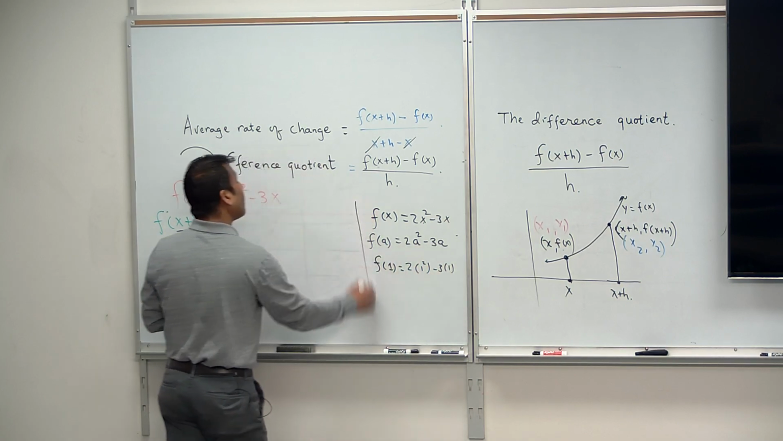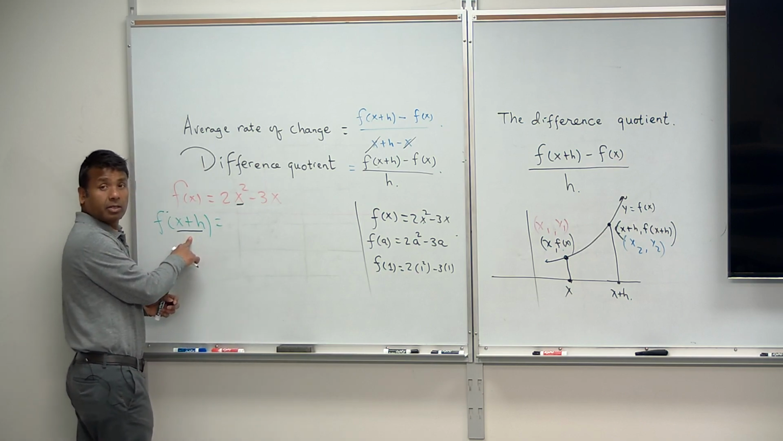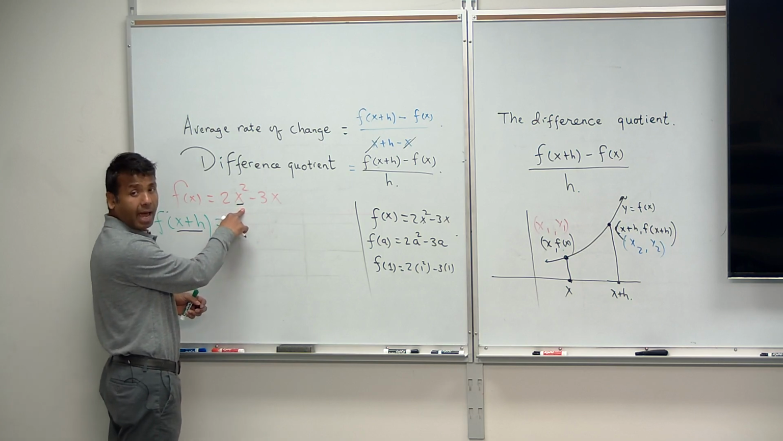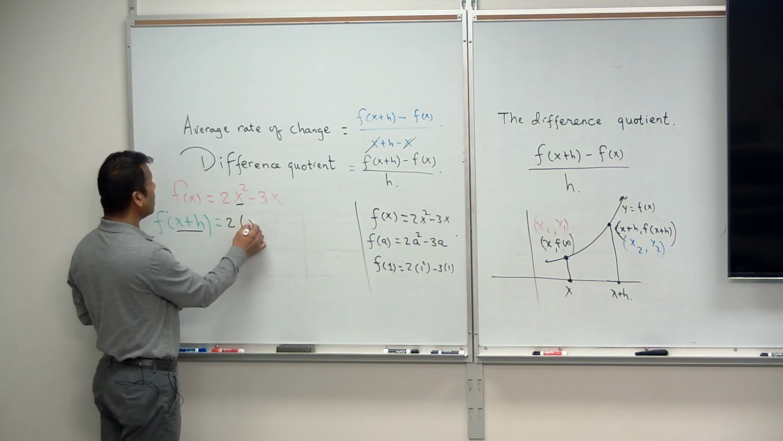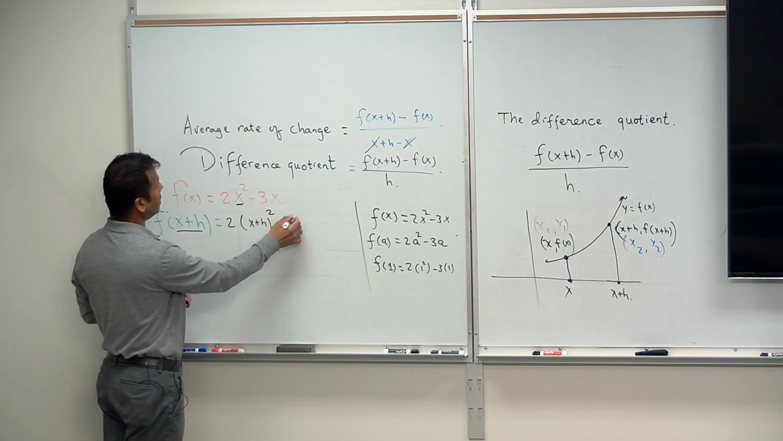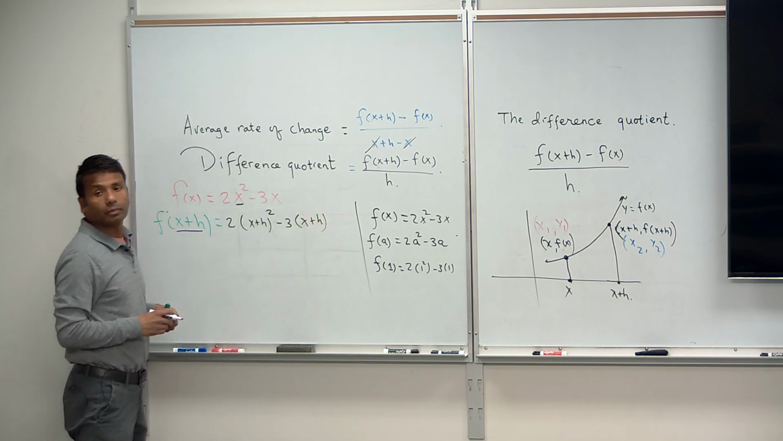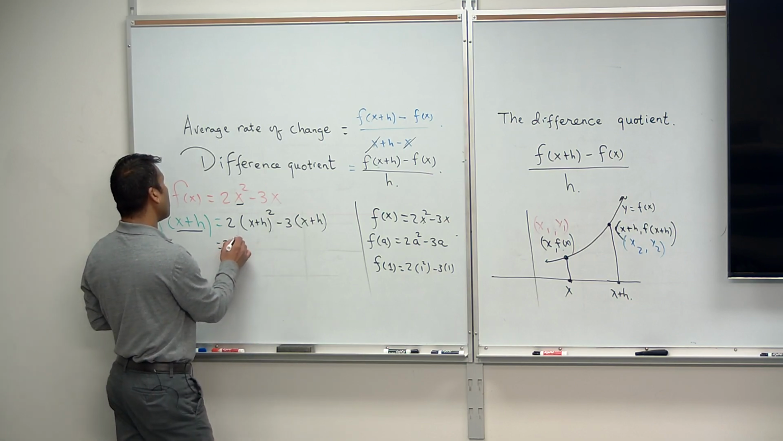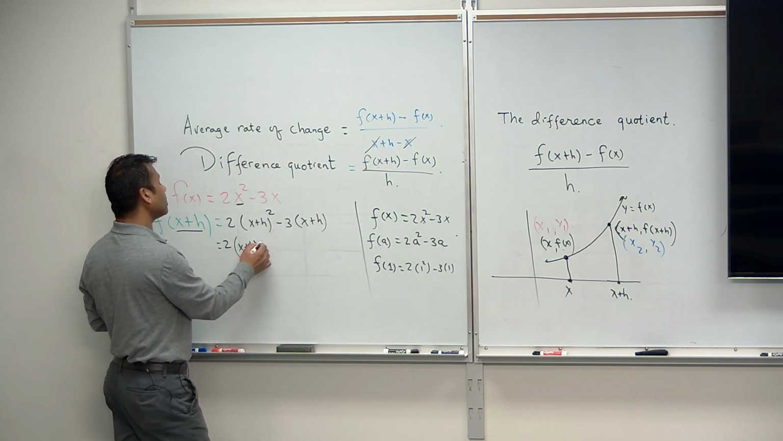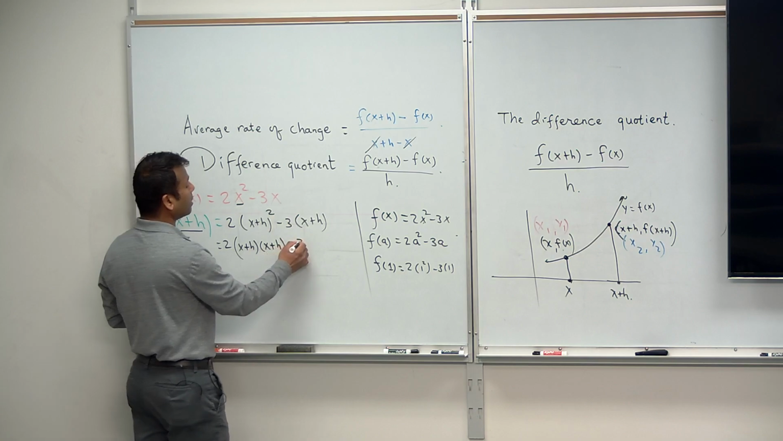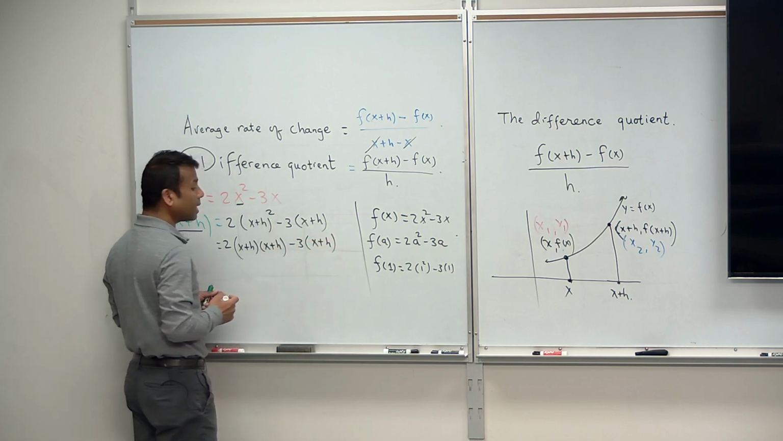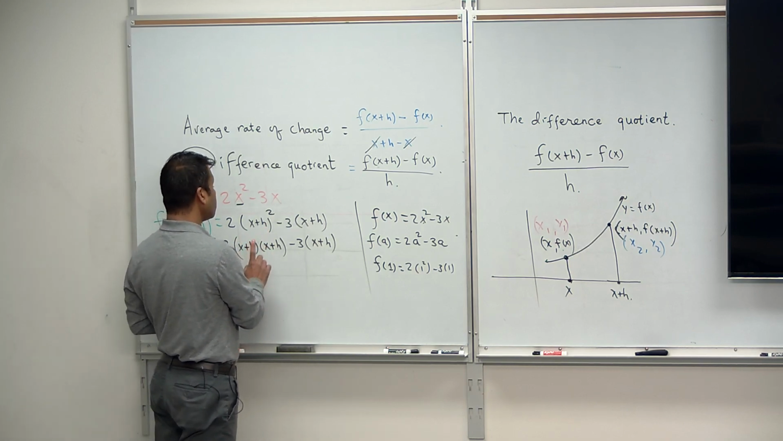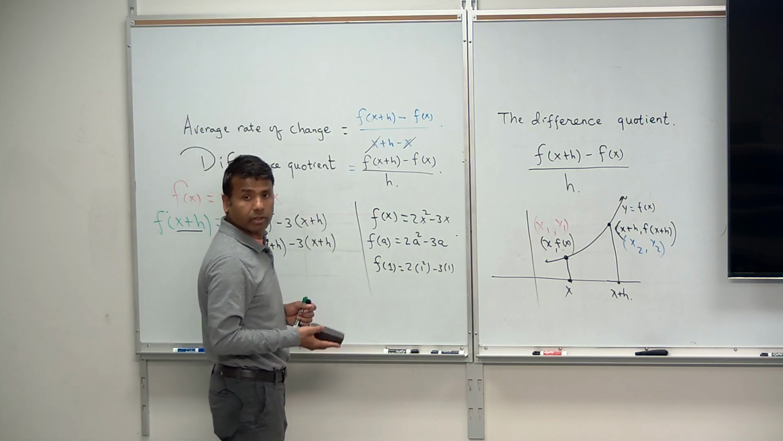Similarly, if you want to find out f of x plus h, what do you need to do? You need to plug in x plus h for x. Is that right? So this is 2 times (x plus h) squared minus 3 times what? x plus h. That makes sense? So now, how do you simplify this? This is the same as x plus h times x plus h minus 3 times x plus h. Make sense, guys? Right? x plus h squared is x plus h times x plus h. Good?